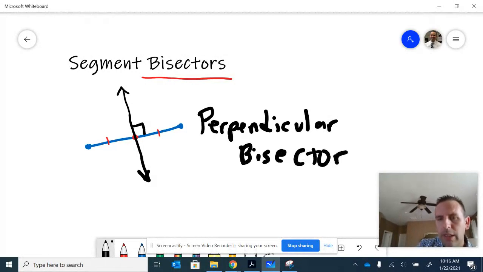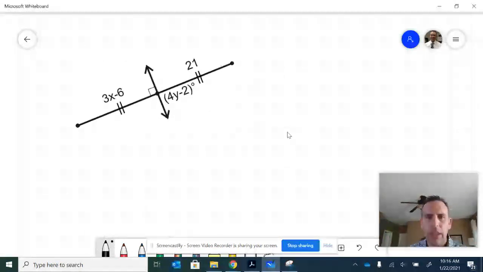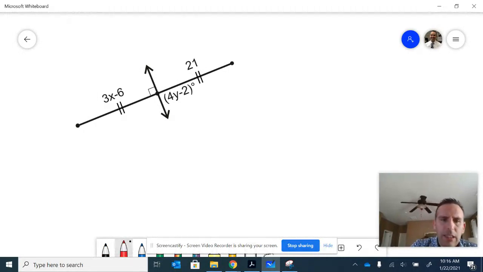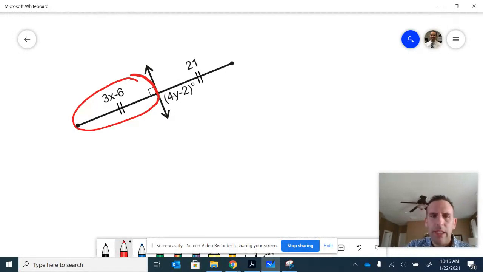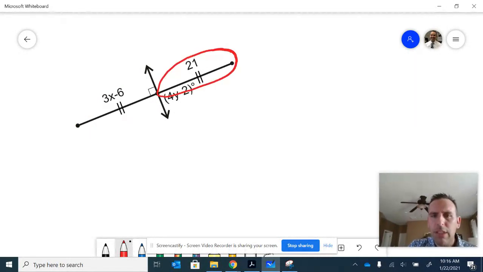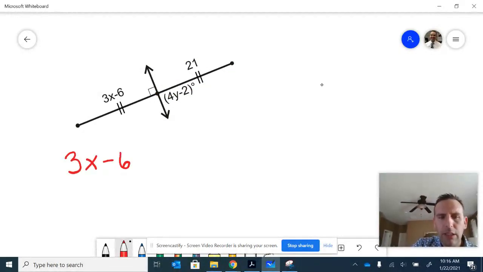I want to look at an algebraic example as well. Down here below, this is an example from our text where you can see the line segment is being bisected, and it happens to be perpendicular. So it's sort of asking us two things. One, the first thing it's asking is if this side of this segment, which is labeled 3x minus 6, is equivalent to this side of the segment, which is equal to 21, well, we could find the value of x just by making those two lengths equivalent. So in this case, 3x minus 6 equals 21.